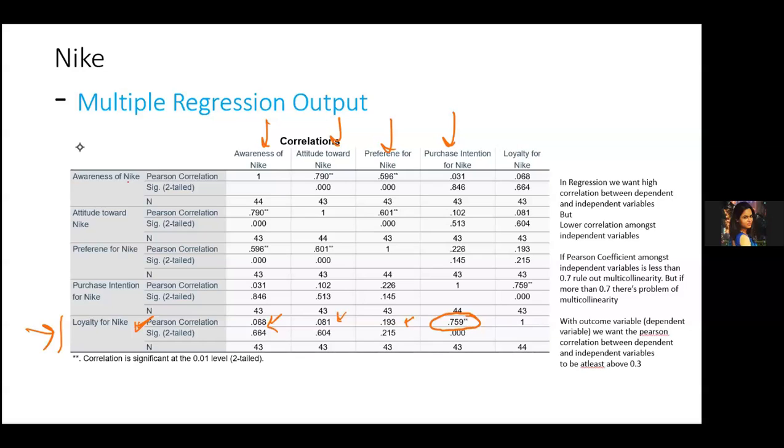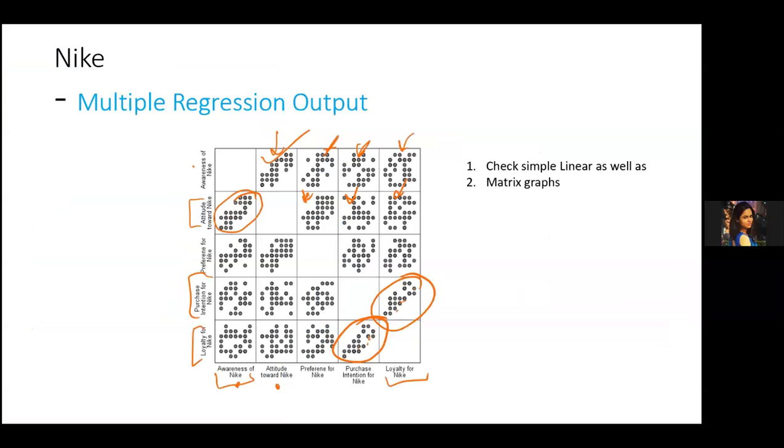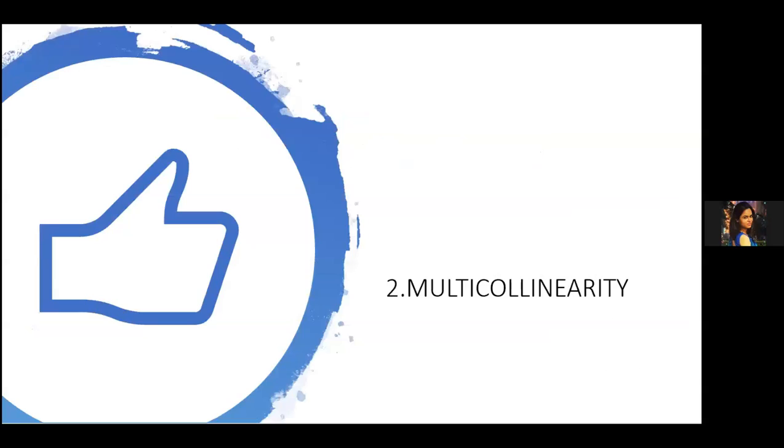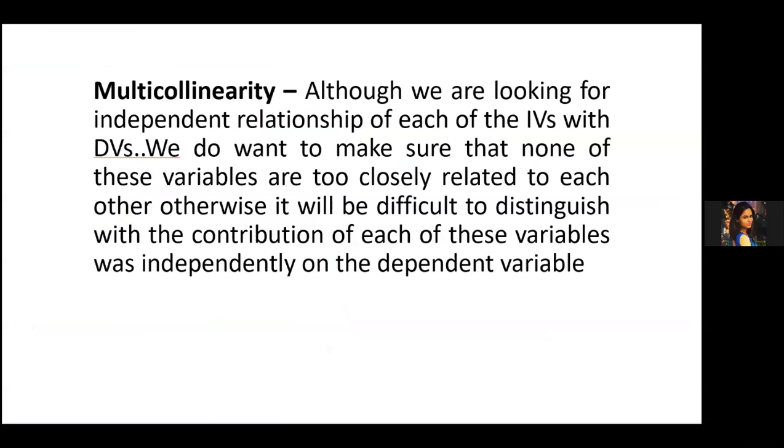Okay. So that was the first thing, that is linearity. To check linearity, just see the scatter diagram or you can check the correlation table. Second is multicollinearity. It's very good that you have a relationship between the dependent and independent variable. But if there is a relationship between two independent variables, then it is a bad thing.